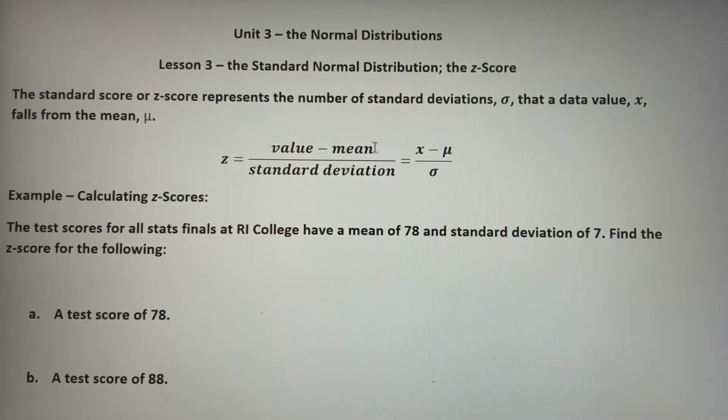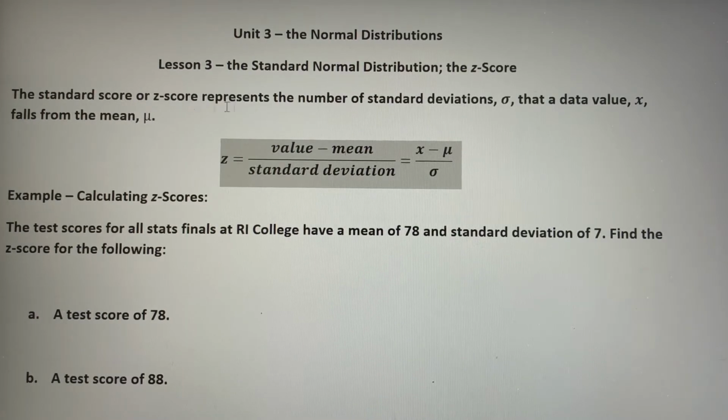All right, so in this video, we're going to use the formula to find z-scores when we're dealing with standard normal distributions. The standard score, or the z-score, represents the number of standard deviations, which we're going to use sigma for, the population standard deviation, that any data value, x in this case, falls from the mean. And we're going to use the population mean, that's this Greek letter mu. So it's going to be the data value minus the mean over the standard deviation, or x minus mu over sigma.